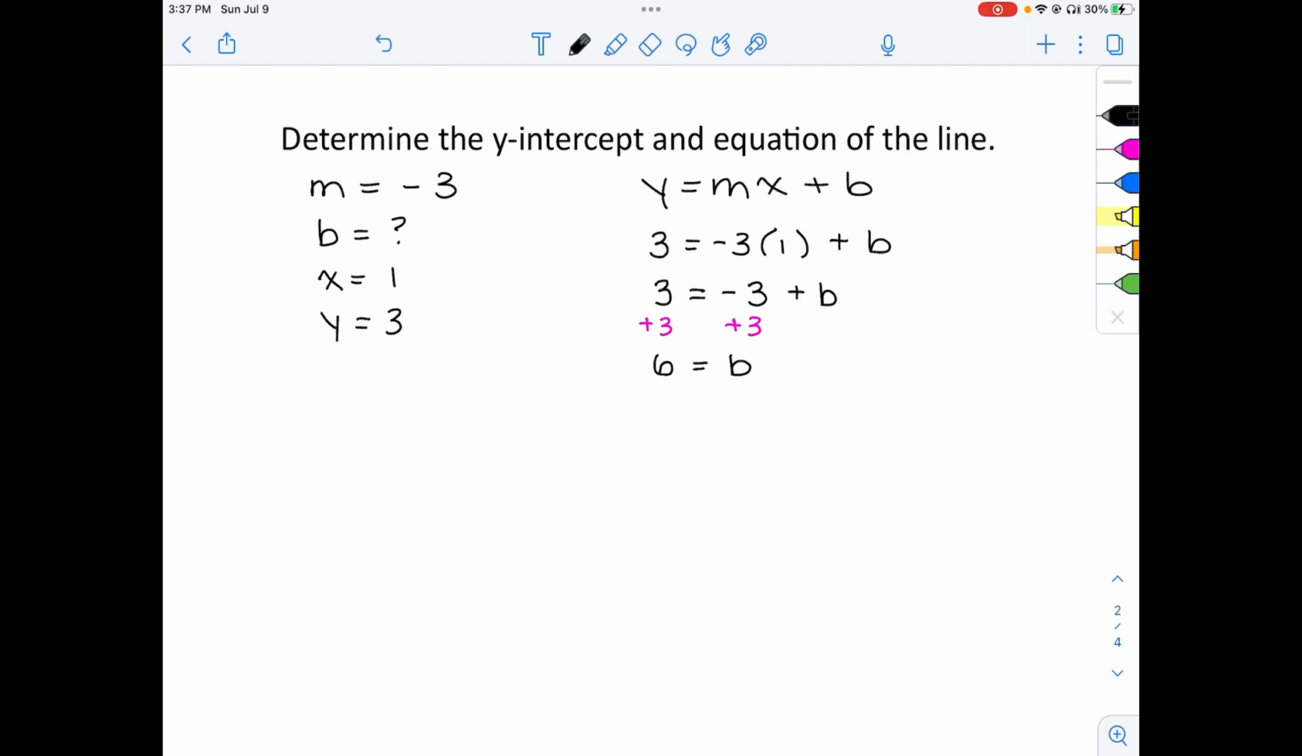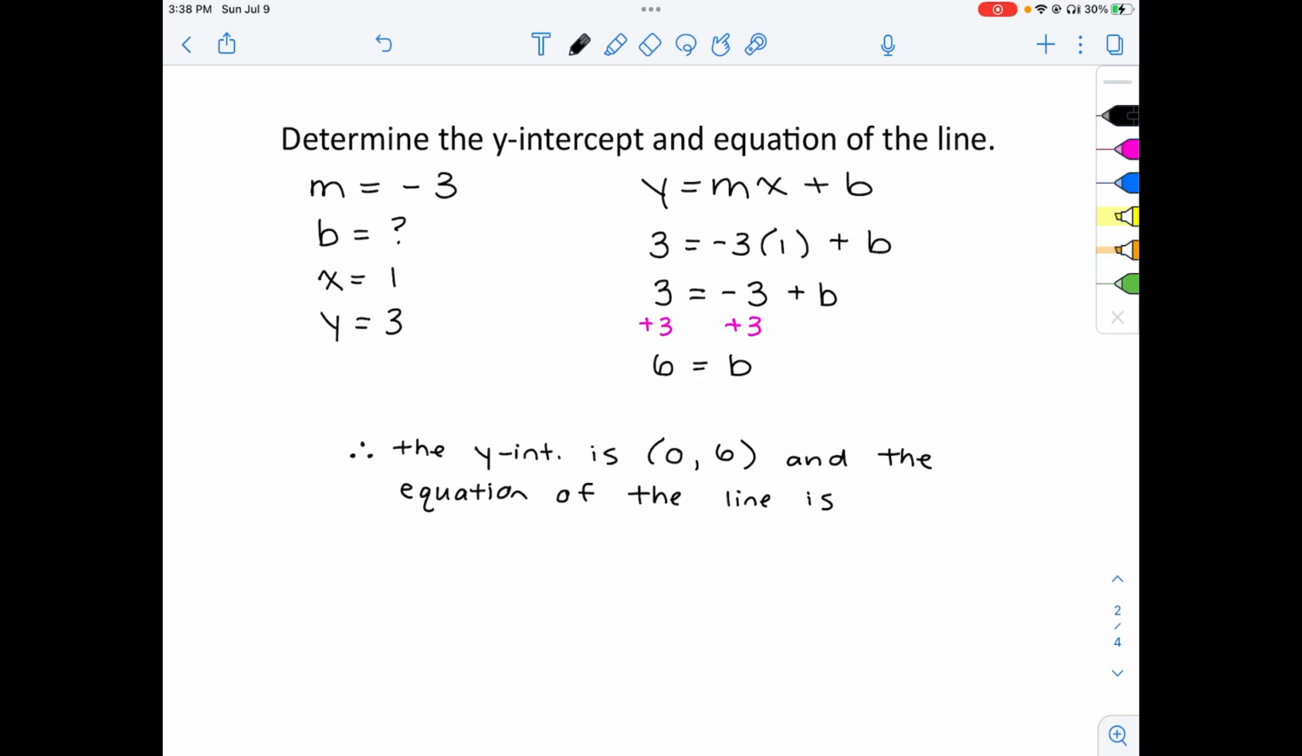So we wanted to determine the y-intercept, so we could say therefore the y-intercept is 0, 6. If we wanted to write it as a coordinate, you could also just say it is 6, and that's fine. It's just a little bit more proper to write it as a coordinate, 0, 6. And we'd say, and the equation of the line is, and then we can state the equation, because now we know m and b.